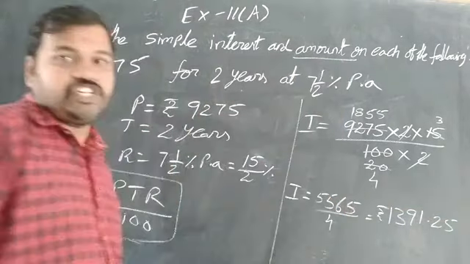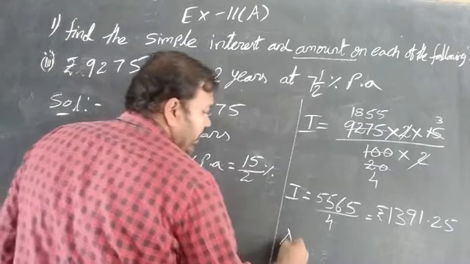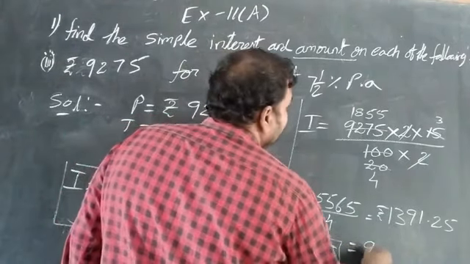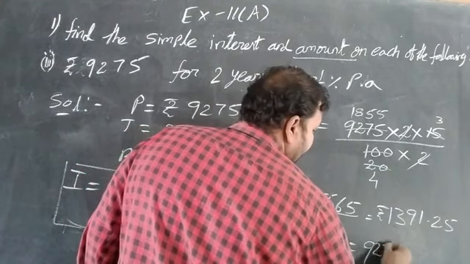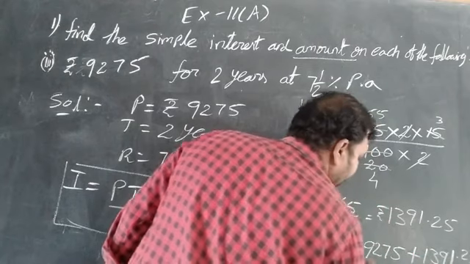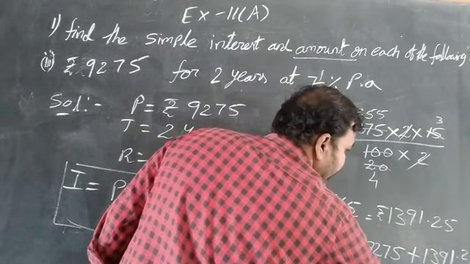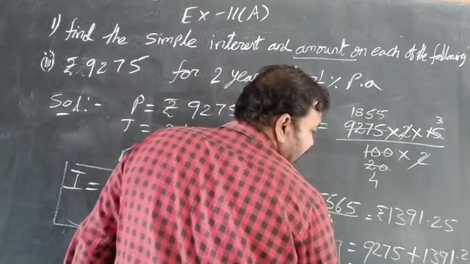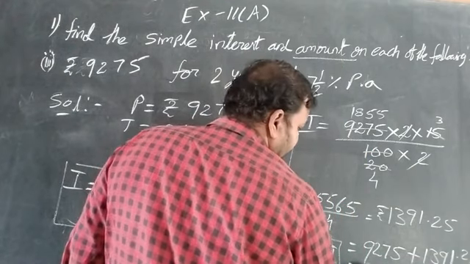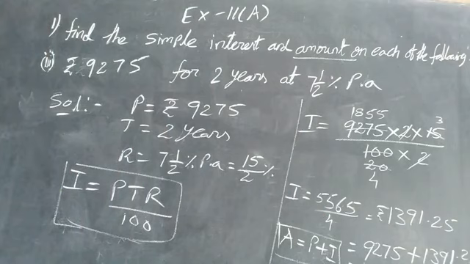So that is the interest. We have to find the amount also. A is equal to P plus I. Addition: 9,275 plus 1391.25. Add them. 0.25. 5 plus 1 is 6. 9 plus 7 is 16. 3 plus 3 is 6. 9 plus 1 is 10. So the answer for that sum is 10,666.25.